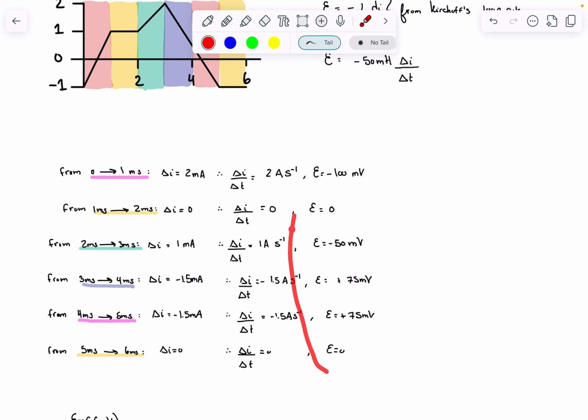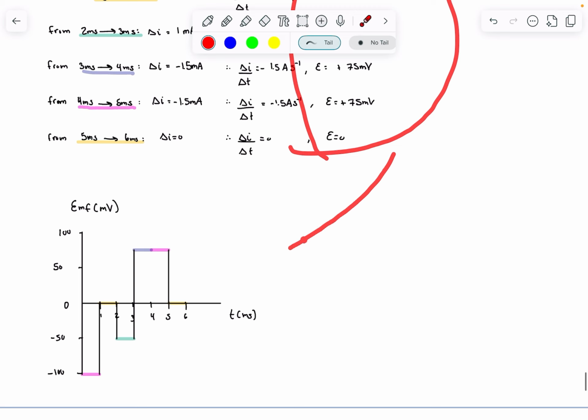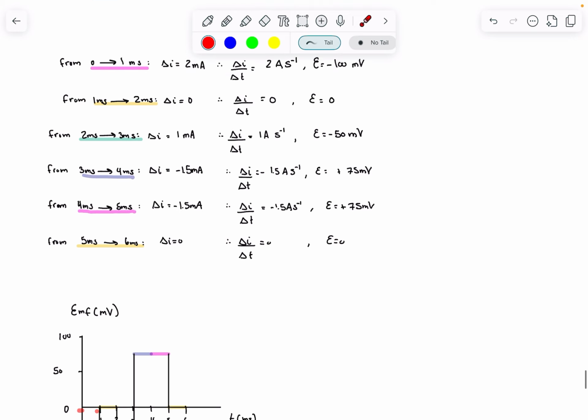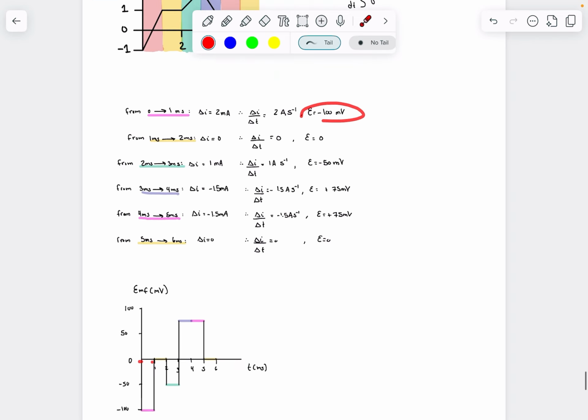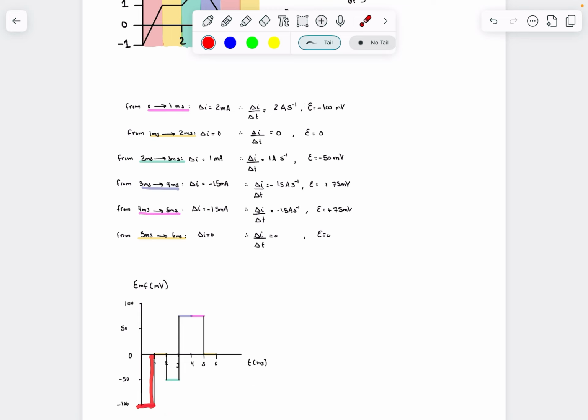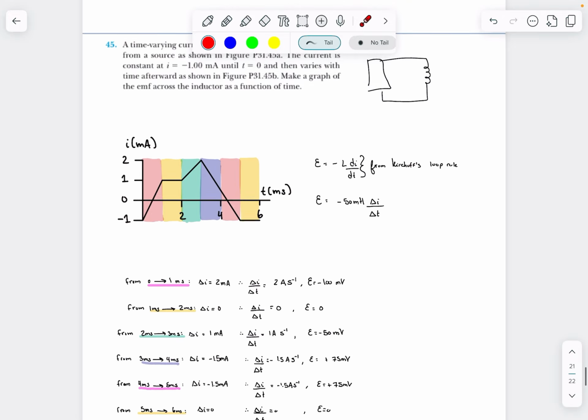All you have to do now is take these values and plot them for their corresponding times, right? So here, 0 to 1. Well, from 0 to 1, we had negative 100 millivolts. So you just take that number and draw a line here and you keep doing it. So here, negative 100 drops down to 0, goes back to negative 50, rises all the way up to 75, stays at 75 for 2 milliseconds, drops back down to 0, and then stays at 0. And that is essentially all the problem.